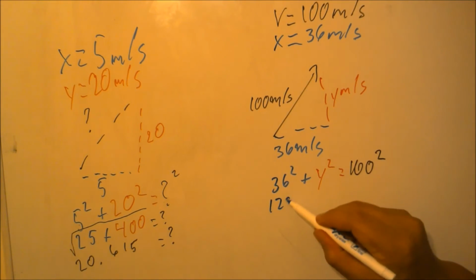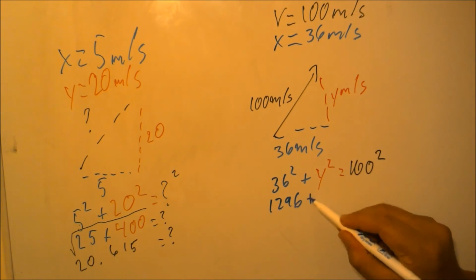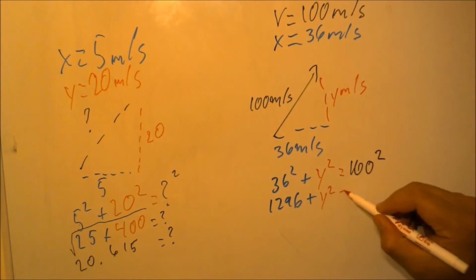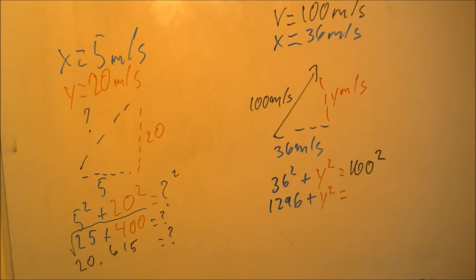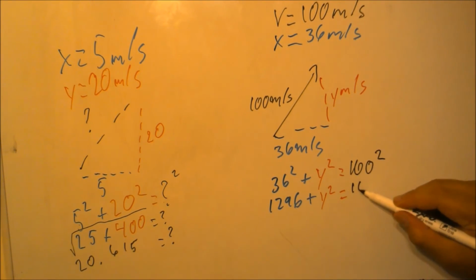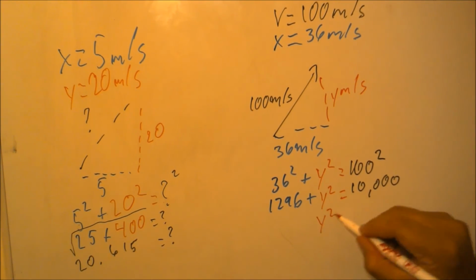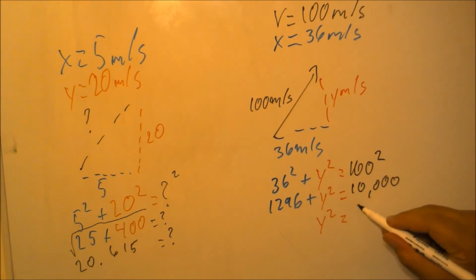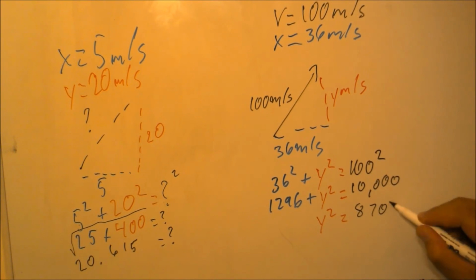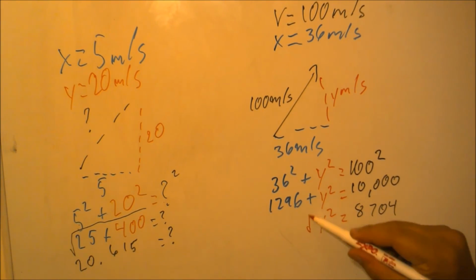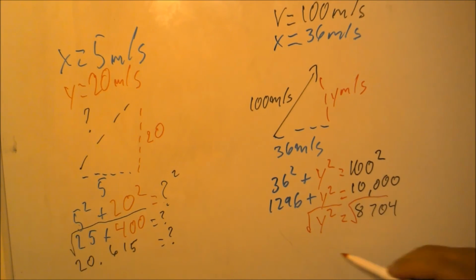It'll give us 1,296 plus y squared is equal to 10,000. Then we subtract the 1,296 from 10,000 and we get 8,704. Square root that. And the y component is equal to about 93.2.